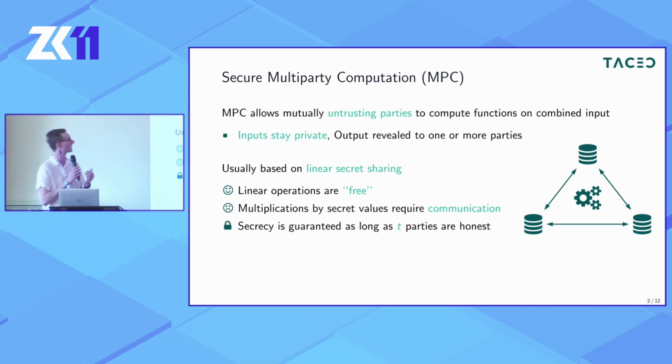Most MPC protocols are based on some form of linear secret sharing, where linear operations are free to compute. Free is under quotation marks, because you still need to do the actual computation, but parties do not need to interact with each other. However, for things like multiplication of secret values, the MPC parties have to communicate with each other, and so these are a little bit more costly. The secrecy of the shared values is guaranteed as long as no more than some configurable threshold of parties collude with each other and are honest.